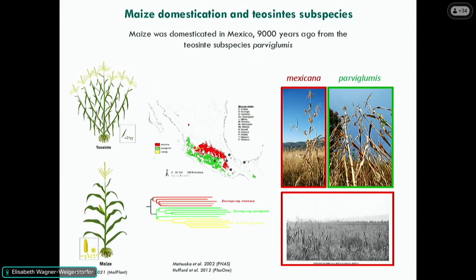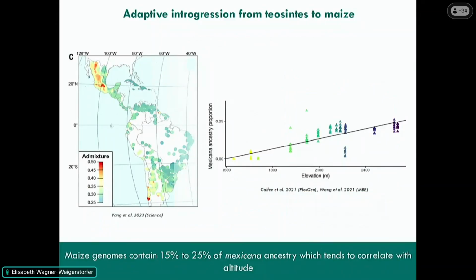This Mexicana is adapted to the highlands, to the highland Mexican plateau. Okay, and so here you have a picture of Mexicana, which, by the way, is known to be a weed infesting maize fields. So what the work of the team of Jeff Ross-Ibarra at UC Davis has shown is that if you sequence genomes all over the Americas here, you will find that 15 to 25% of the maize genome is actually of Mexicana ancestry. Meaning maize was domesticated from Parviglumis, but still 15 to 25% of its genome is occupied by Mexicana.